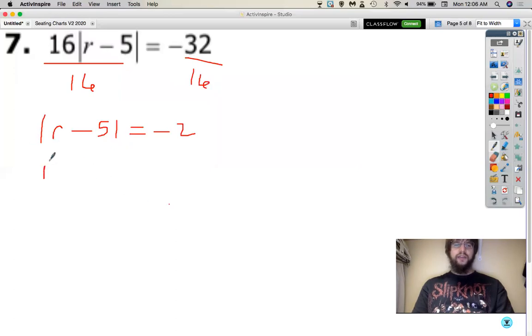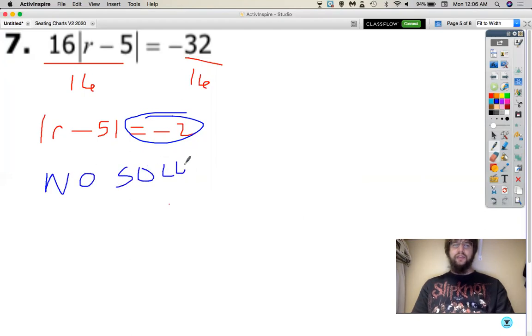I'm going to set up my two equations. Oh, wait, no, I'm not. Why not? That says absolute value is equal to a negative. I'm done. There is no possible way that can happen. No matter what r is, the absolute value of this expression here will not be negative. So this one is automatically no solution. If you have your absolute value equal to a negative after you've isolated it, you're done. There's no solution to that.